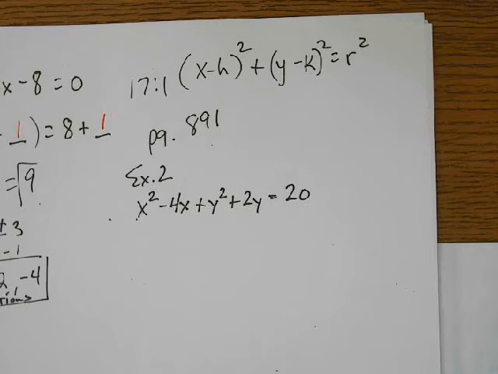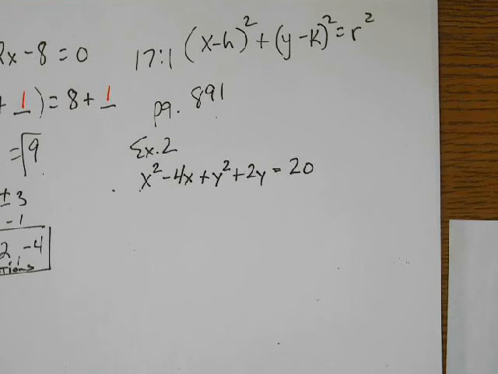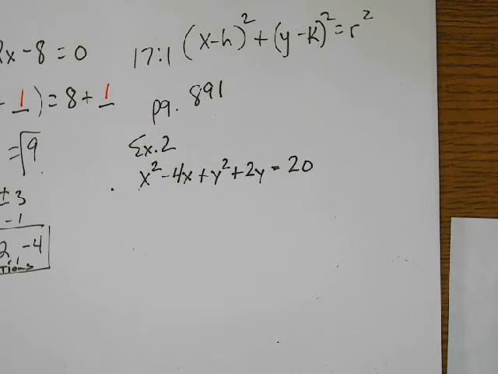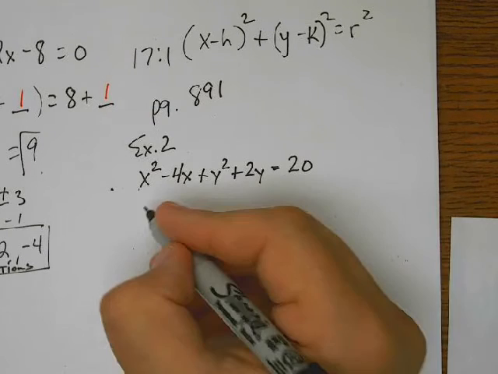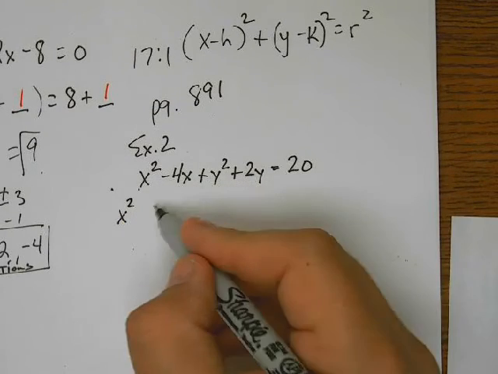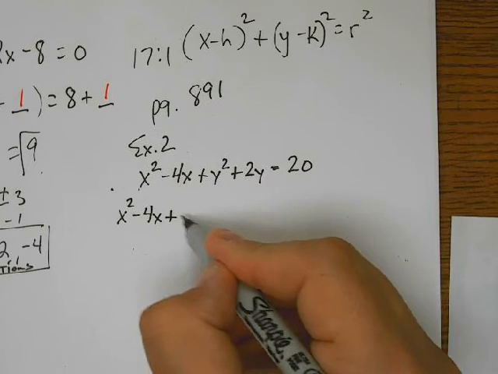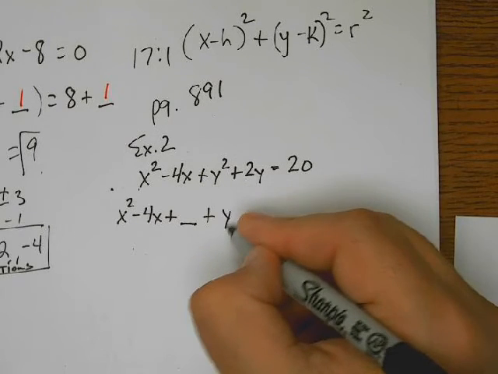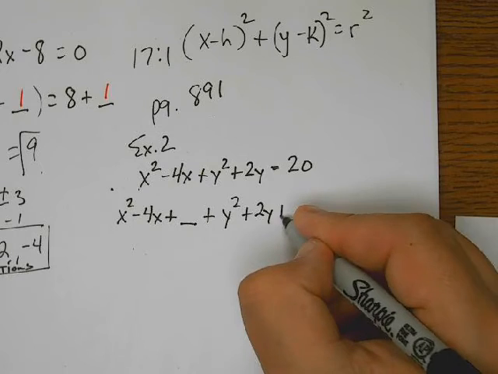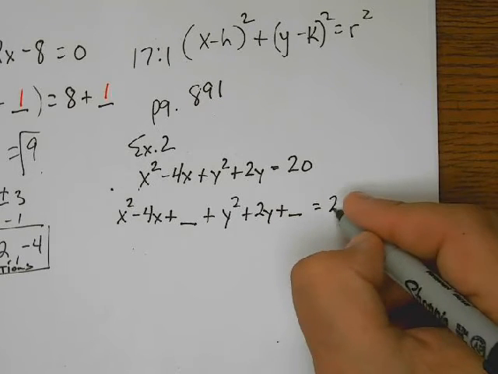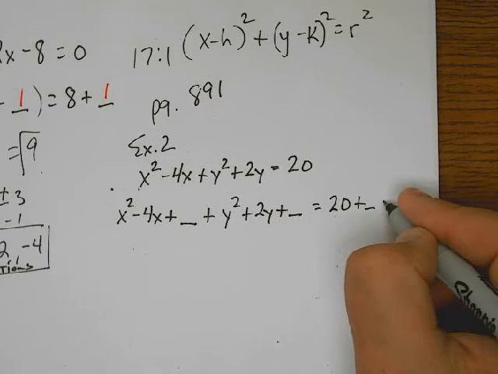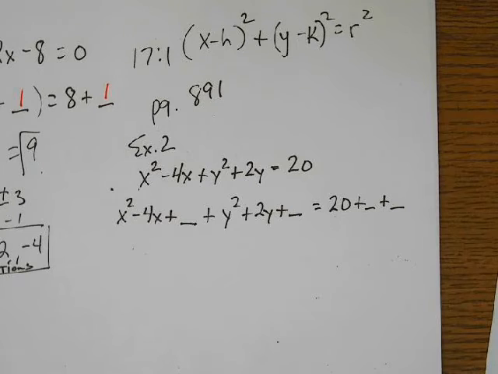Okay, so the first thing I need to do, now this looks more complicated than what we've been doing, but it isn't. We're just going to complete the square for the x's, and then we're going to complete the square for the y's. Okay, so here we go. Do it exactly like I am. X squared minus 4x plus blank plus y squared plus 2y plus blank equals the constant plus blank plus blank. Do it like that. It's the best way.